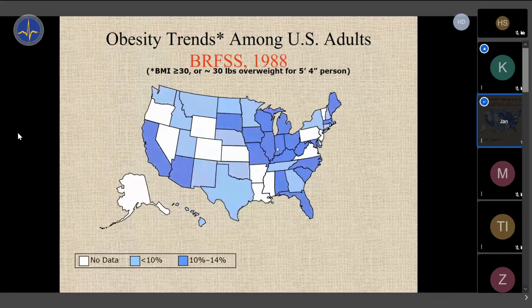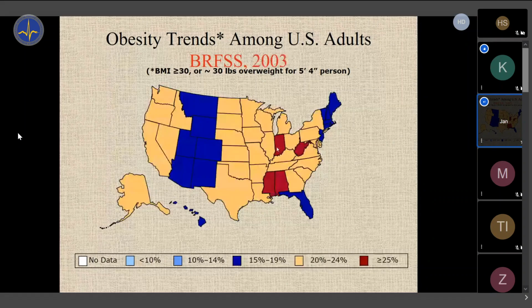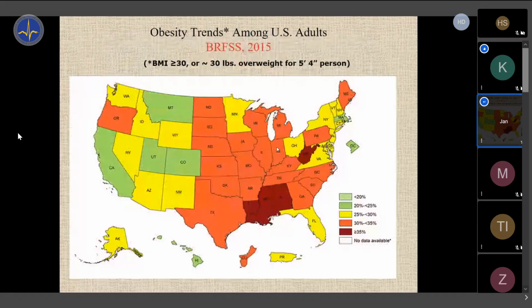And then look what happened over the years. I will just scroll through the presentation, and now you can see the red, which is over 25% of the population obese. This is 2015, which is the last slide. I didn't follow it further, but you can see the explosion of obesity across westernized or developed countries. So it is a really significant public health issue.